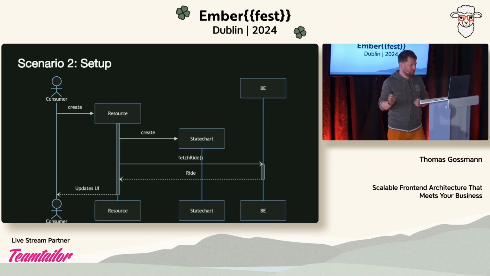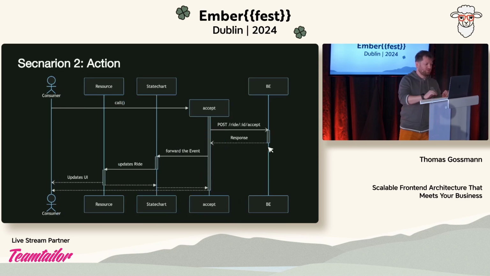Now, same sequence diagram as before, but since we have no message broker, there's no subscription to the backend for receiving events. So what happens when the accept function is called? We make a post request to the backend, we get the response back, we manually put this into the state chart, so we have the statement forward as of the business rules, and then we update the write and the resource, which is tracked, and then updates the UI, and then we give back the control to the callee.